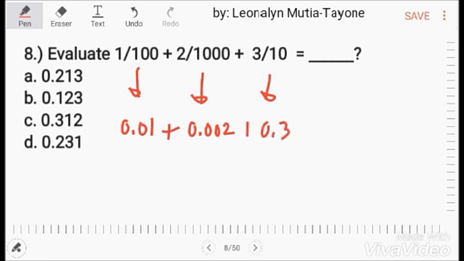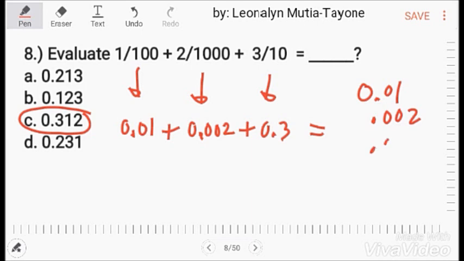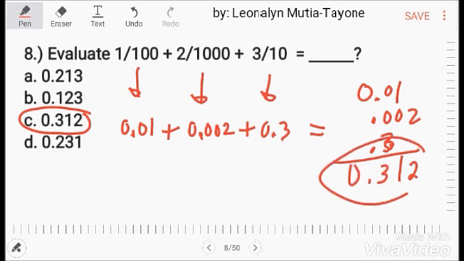Kung i-add natin yan, yung lahat ng mga decimal na yan, dapat i-align natin. So, sa lahat ng choices, yung 3 lang ang nandyan. So, ito lang ang sagot. Siya lang naman ang may 0.3 dyan. Kung gusto nyo mas malinaw, i-align natin yan lahat ng mga decimal na yan para ma-add natin. So, this is 0.312. So, letter C ang answer.